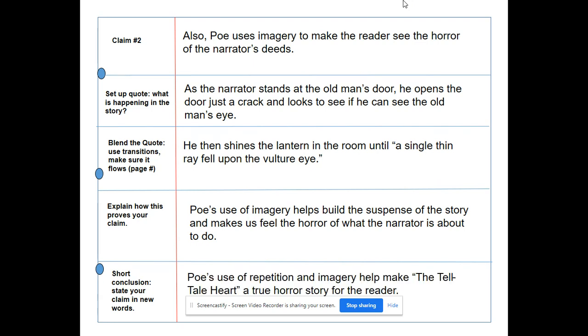And then finally, just a short conclusion. Poe's use of repetition and imagery help make The Telltale Heart a true horror story for the reader. So this is the version that I'd like you to follow.